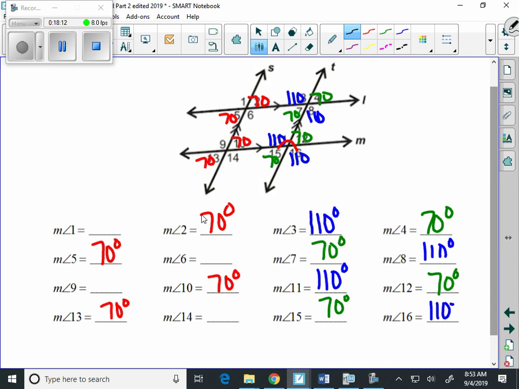So what we know is 110 on angle 3, which is on the top and to the left of the transversal. So angle 1 is on top and to the left, so it's going to be 110.